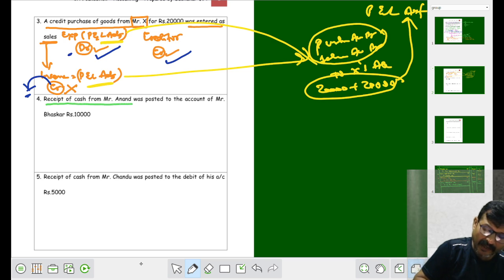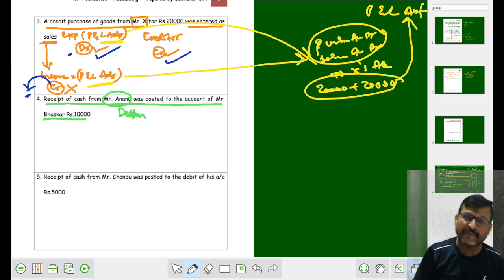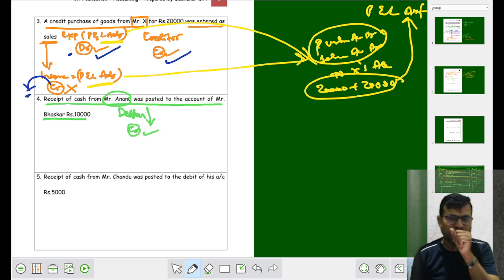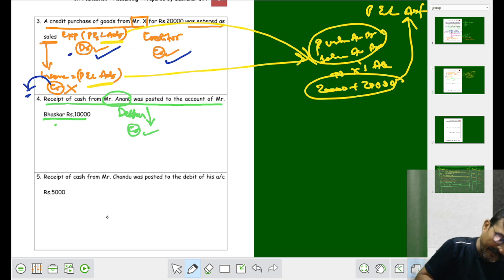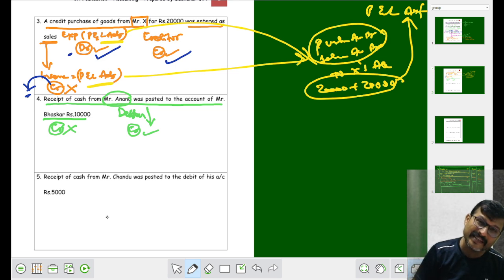Receipt of cash from Anand was posted to the account of Mr. Bhaskar. When you received cash from Anand, my dear student, we come across the same transaction more than 10 times in out of 21, 22 problems. When you received money from Anand, Anand is a debtor, debtor decreased, he is to be credited. But you have posted to the account of Bhaskar, means you have given wrong credit to Bhaskar. This is a correct credit to Anand, but you have not done. Correct credit to Anand is not done. Wrong credit to Bhaskar is what you have recorded.